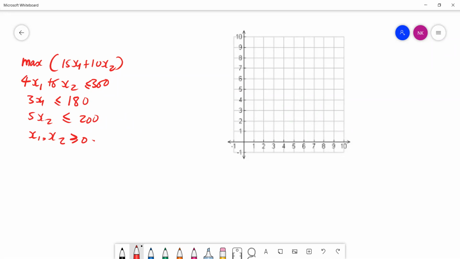4x1 plus 6x2 less or equal to 360. This is my first constraint, constraint number 1. 3x1 less or equal to 180. This is my second constraint. Let me highlight it using another color.